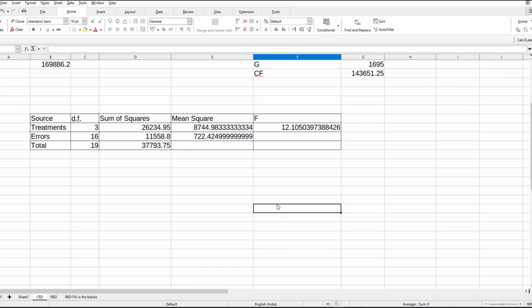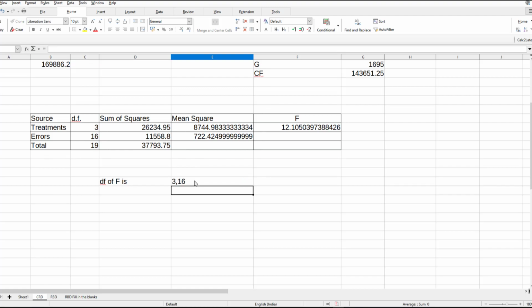Our calculation is done. Now you need to compare the calculated value of F, right, with the tabulated value. Now to compare, you need to know the degrees of freedom of F, right? The df of F is 3, 16. 3 for treatment, 16 for error. This is the degrees of freedom.